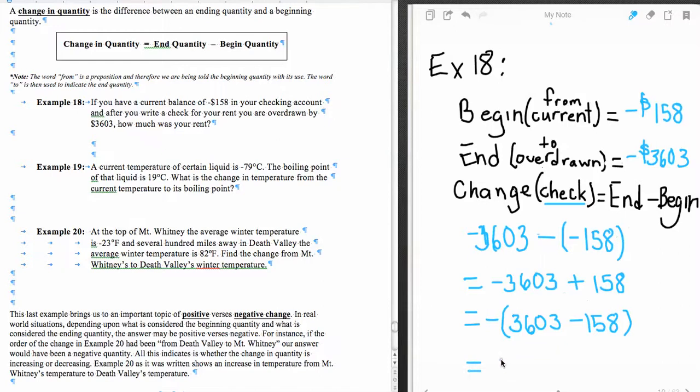And so what this tells us is that we're going to get a negative, and this turns out to be $3,445. And so what this says, with the negative sign, of course, is that we're overdrawn, right? From the beginning to the ending here, we went down. That's what the negative says, that we went down another $3,445. So our check amount is a negative $3,445.